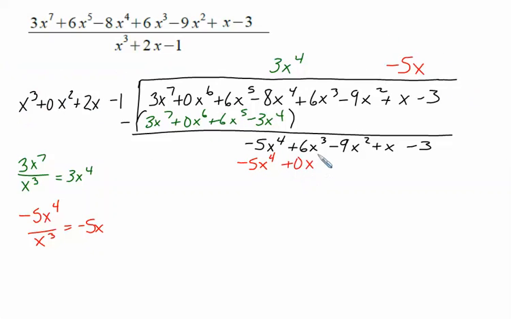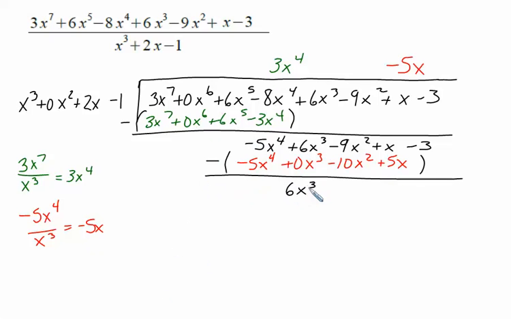It's going to be a negative 5 times 0, which is just 0x cubed, minus 10x squared, and then we're going to have a plus 5x. We shall subtract those two things off. Negative 5x to the 4th minus a negative 5x. It's negative 5 plus 5. They cancel. 6 minus 0 is going to be a 6x cubed. Negative 9 plus 10 will be a plus x squared. x minus 5x will be a minus 4x. And then we carry down the negative 3.